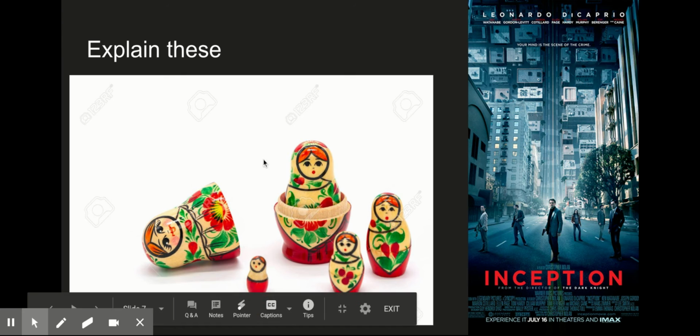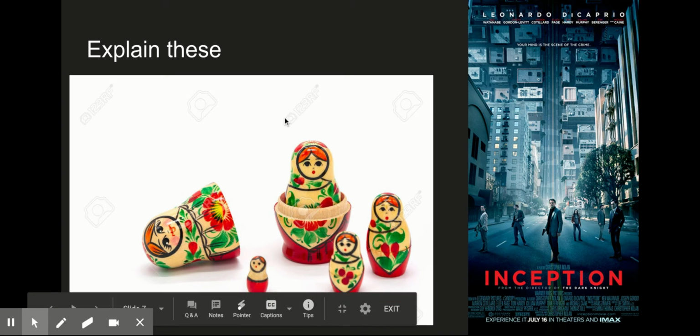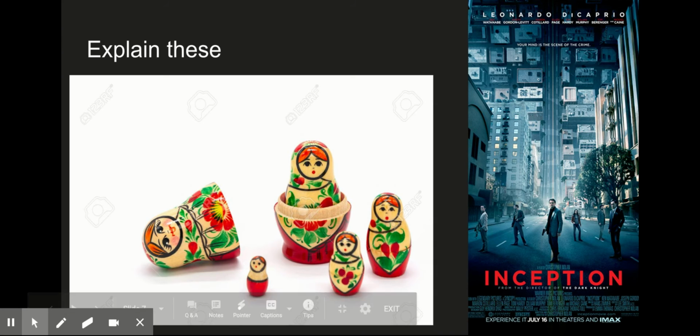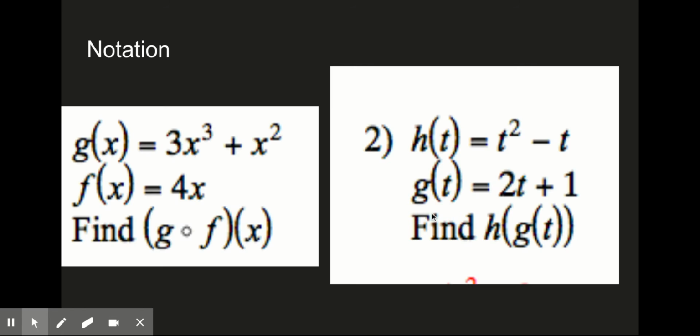But these are Russian nesting dolls, right? So it's a doll within a doll within a doll all the way down to the bottom. This movie Inception, right? DiCaprio is going into a dream within a dream. So these are two real world things that might make it easier, as a stepping stone to get us into a composition function, which is a function within a function. So you take an input, you plug it into a function. Then whatever you get as your output becomes the next input for the next function.